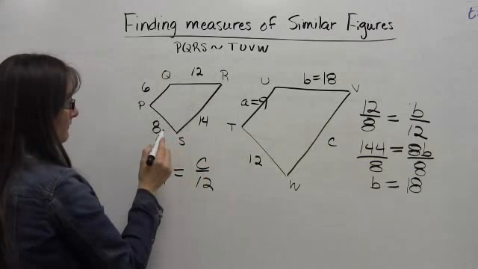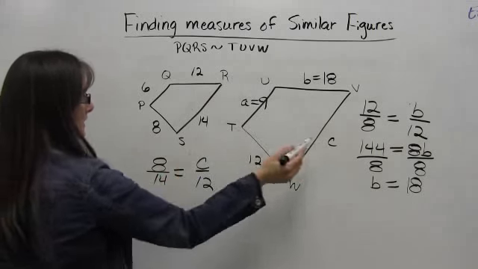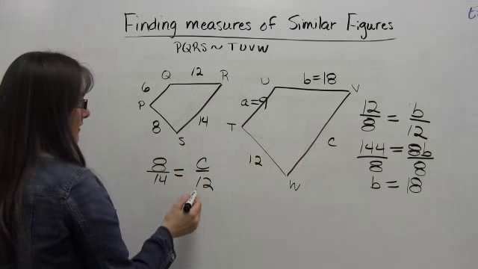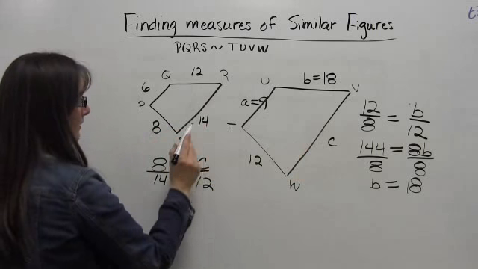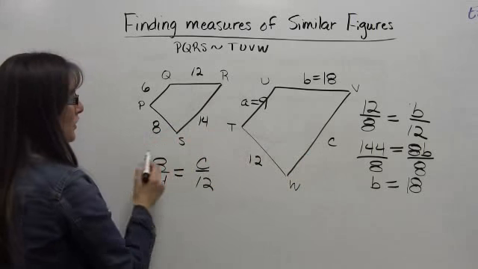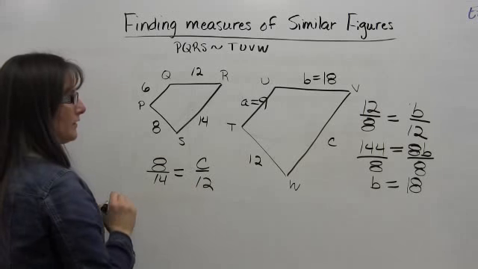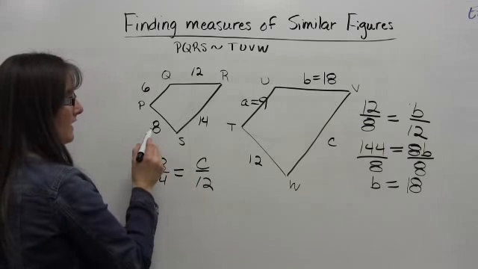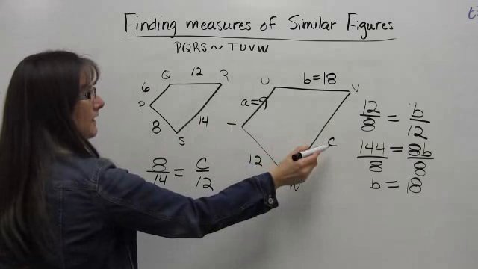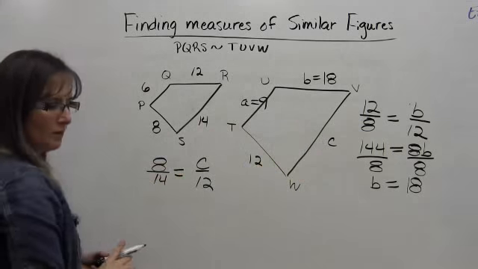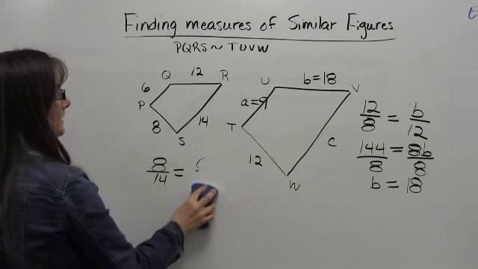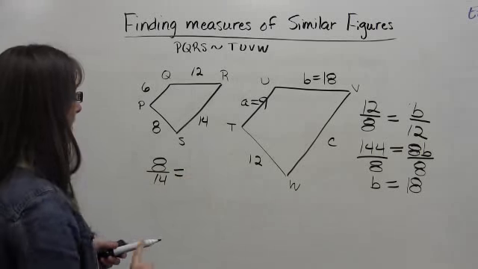So 8 and 14, first shape. C and 12, second shape. 8 goes with 12 and 14 goes with C. Notice I set my proportion up incorrectly. I have 8 going with C. They are not corresponding sides. This proportion will not work this way. That means I need to switch them around.